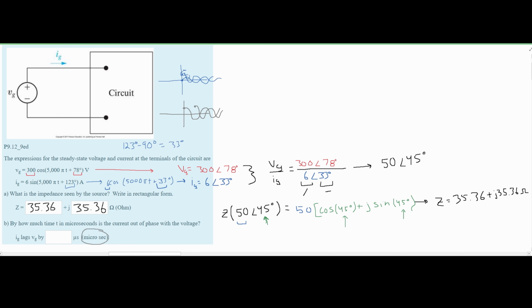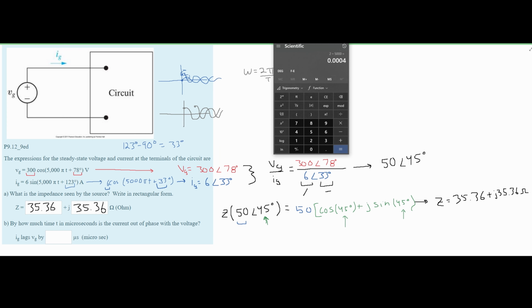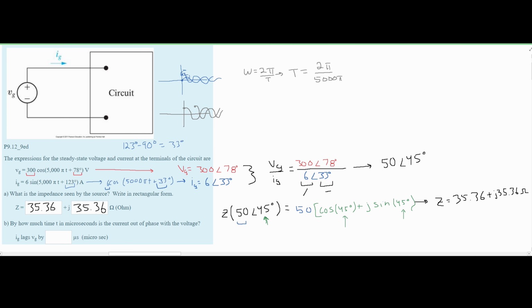So to find the period, we can have our omega equal to 2 pi over T, and then rewriting this, we'll have T is equal to 2 pi over our omega for our voltage, which is 5,000 pi. If we divide this out, we are going to get 4 times 10 to the negative fourth. And this is at 360 degrees, again, because it's perfect. Now we need to look at our 45 degrees right here. So at 45 degrees, we need to find the time difference.